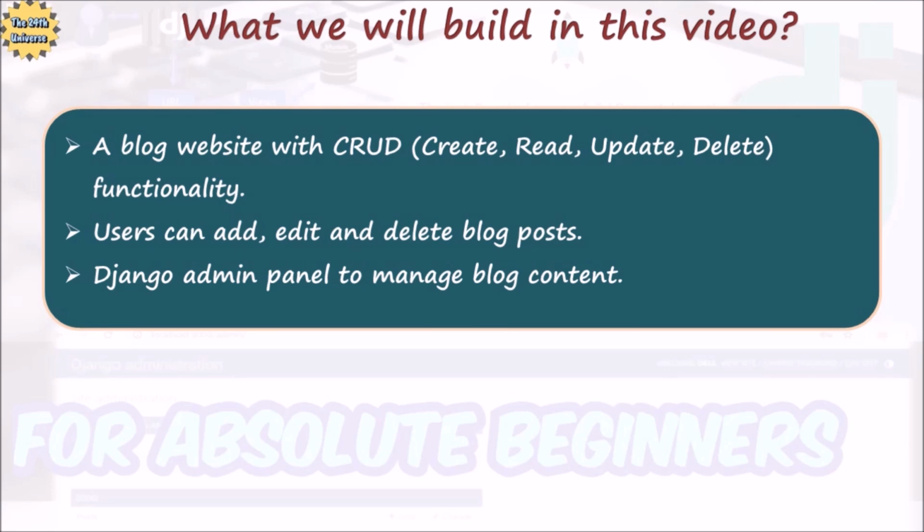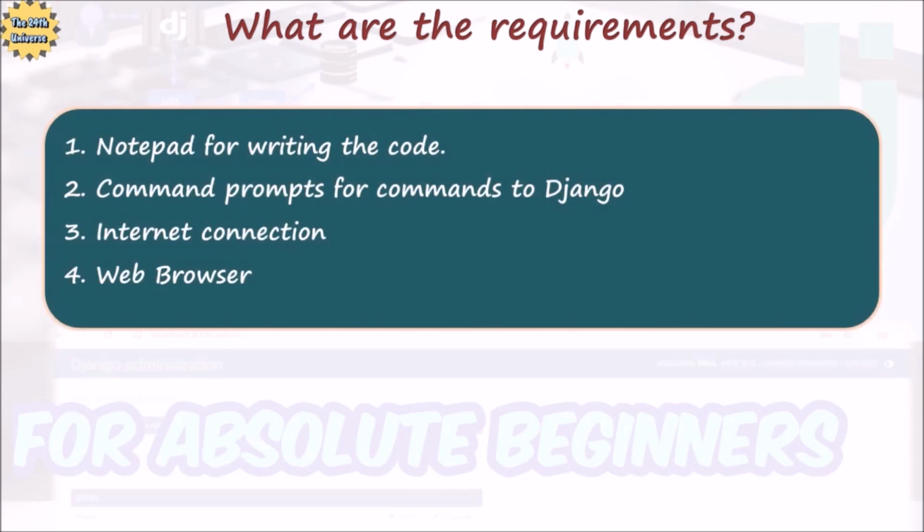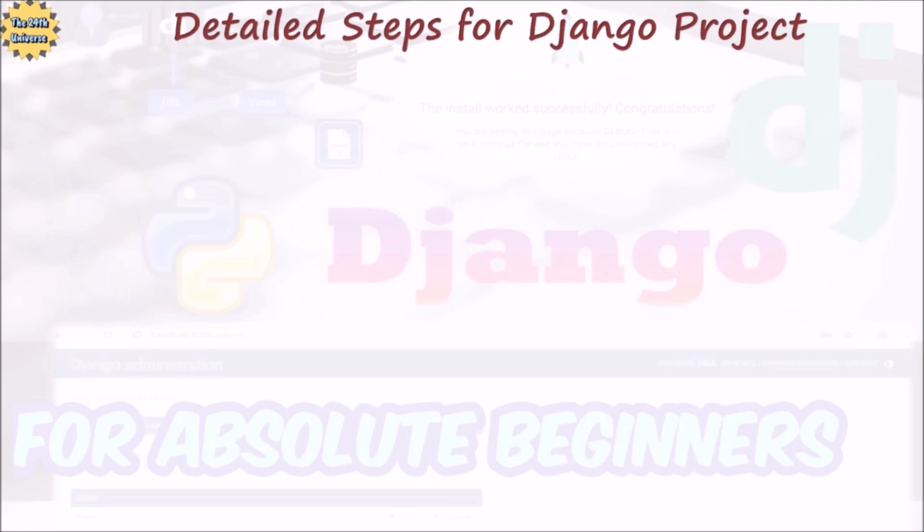In this Django project for beginners, we are not going to make use of special editors like PyCharm or VS Code. So, to build our blog website application locally, we will be using the following things. First, Notepad for writing the code. Second, command prompt for giving commands to Django. Third, an internet connection is required. And fourth, we'll make use of the web browser. Now, let's get practical and begin with setting up Django.